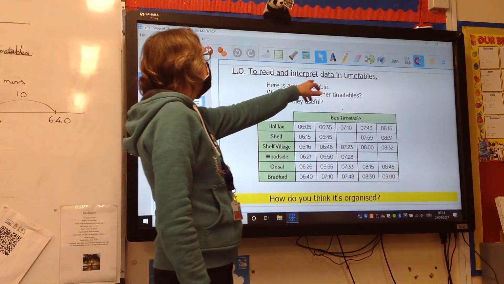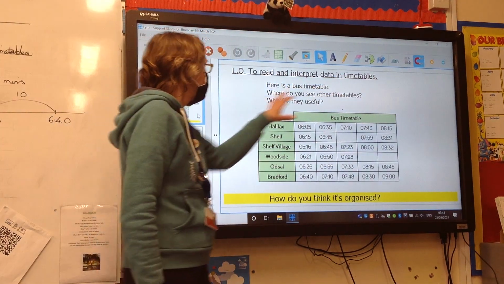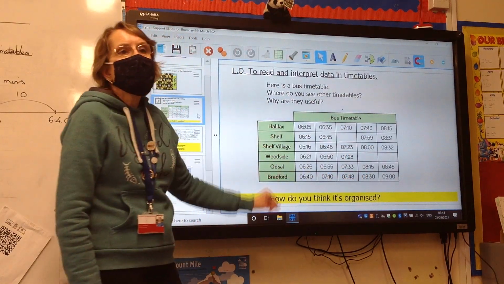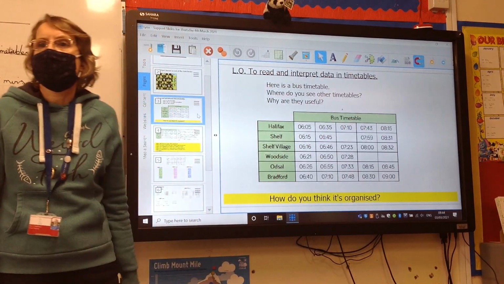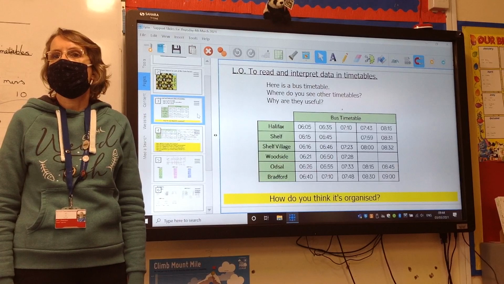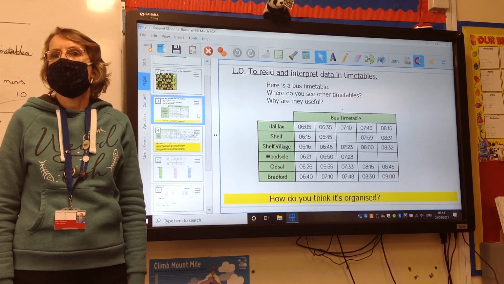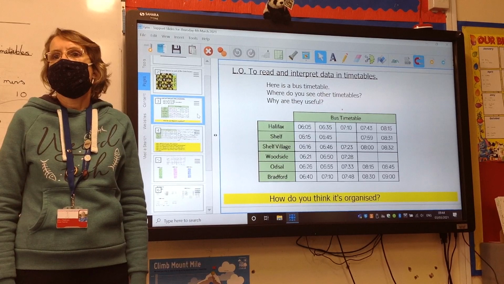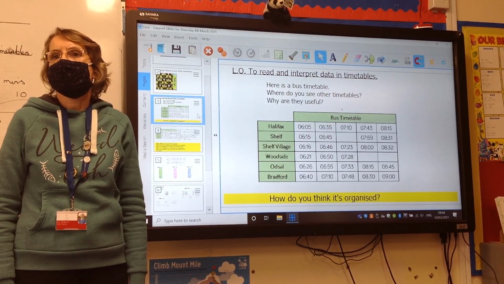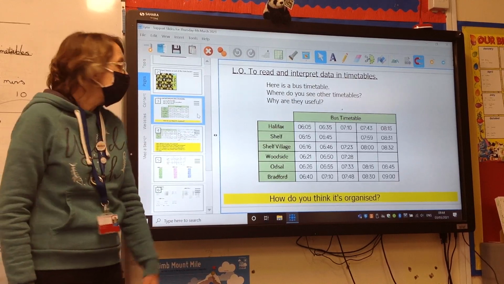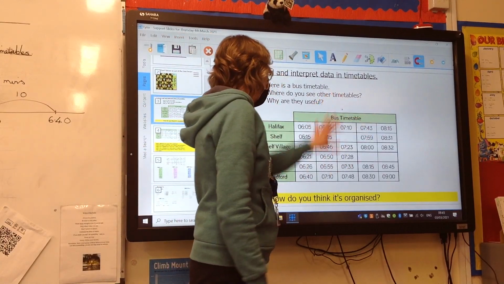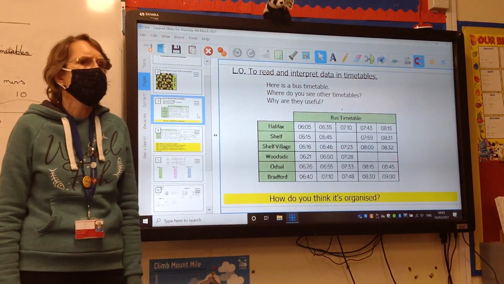We're going to read and interpret data on timetables, and we've got a bus timetable to use. Where do you see other timetables and why are they useful? You would usually see timetables used to find the times of when a certain vehicle, a bus for instance, is taking off and when it's going to arrive. Right, so with this one, the bus timetable, when the bus is leaving, when it gets to certain places. Good. Where else would you see timetables?